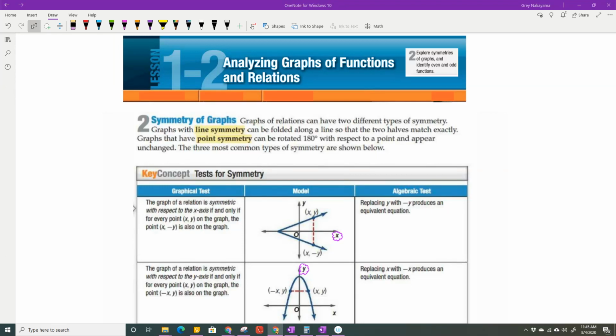Okay, today's lesson is 1-2b, so the second part of analyzing graphs of functions and relations. We are going to explore symmetries of graphs and identify even and odd functions. So, from geometry, you talked about it in Algebra 2. We have two types of symmetry that we're going to talk about with our graphs, line symmetry and point symmetry.